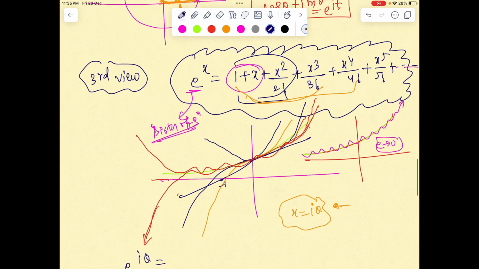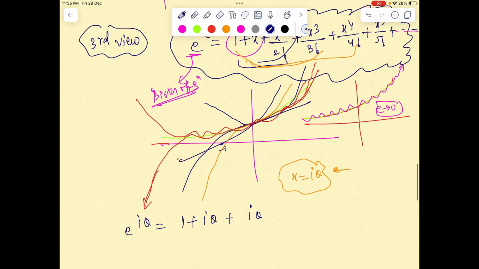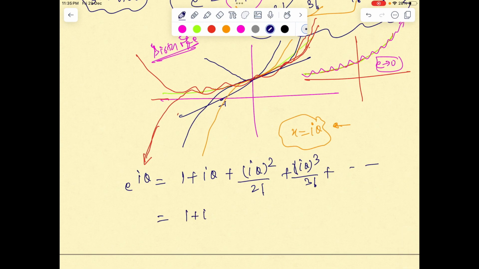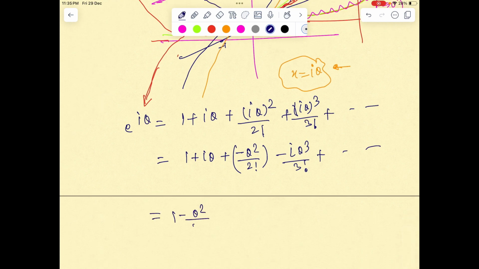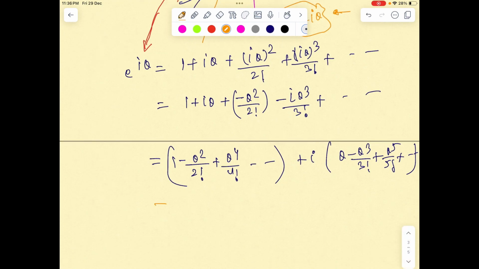Anyway, if someone plugs i theta in here instead of x without even bothering about what it means, we get 1 plus i theta plus (i theta) squared by 2 factorial plus (i theta) cubed by 3 factorial, and so on and so forth, which amounts to 1 plus i theta, and this becomes minus theta squared by 2 factorial, minus i theta cubed by 3 factorial, plus, and so on and so forth. And you can simply collect terms. Theta squared by 2 factorial will have plus theta to the 4 by 4 factorial, and so on, and plus i times theta minus theta cubed by 3 factorial plus theta to the 5 by 5 factorial, and so on and so forth.